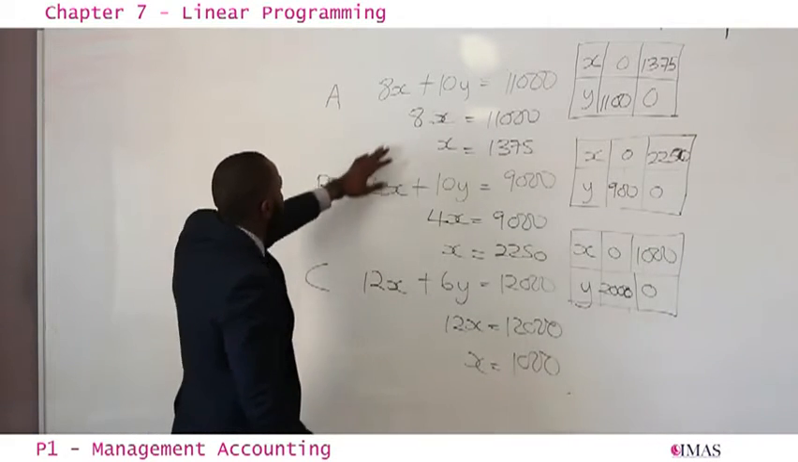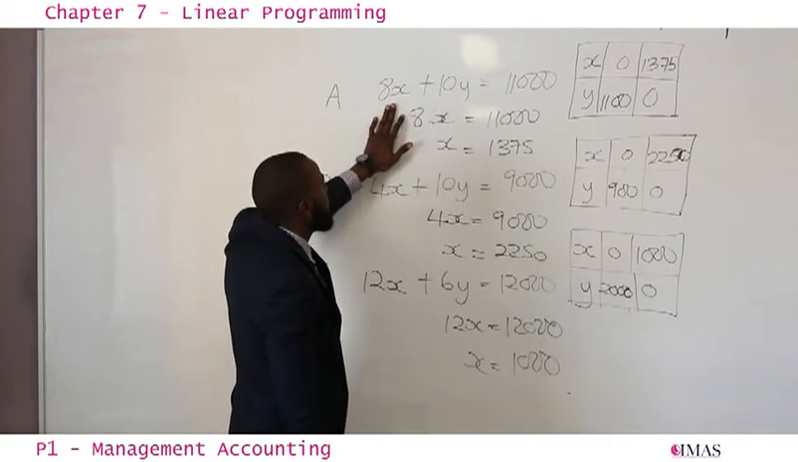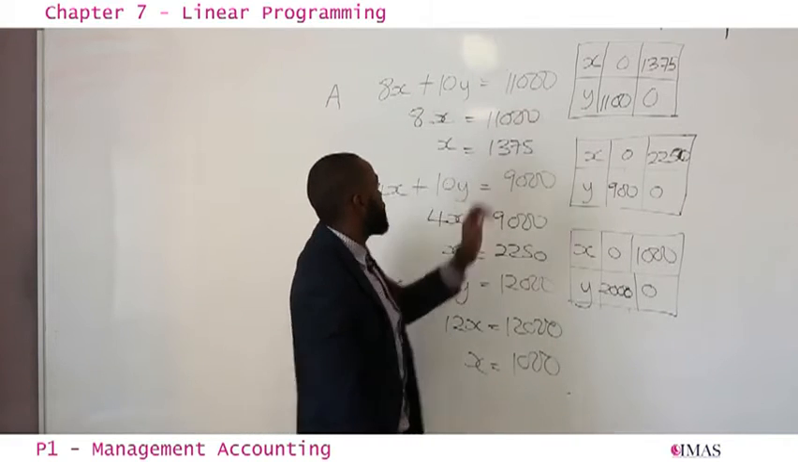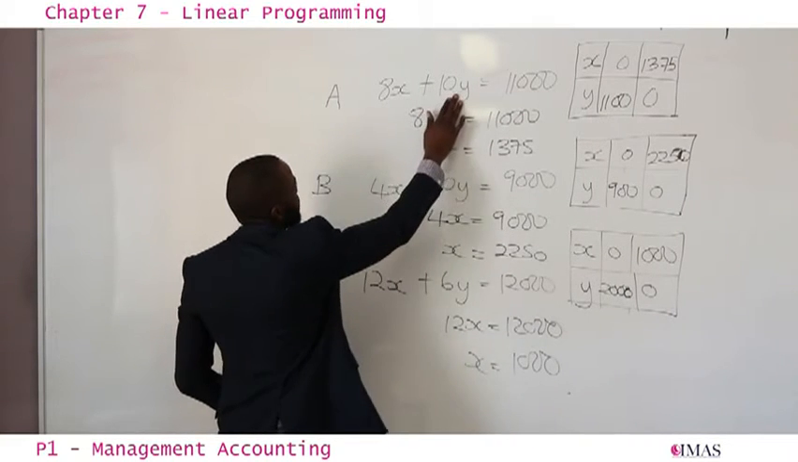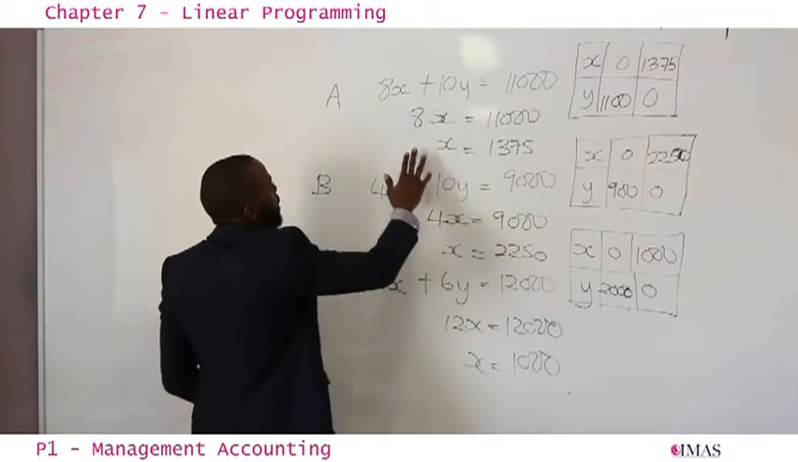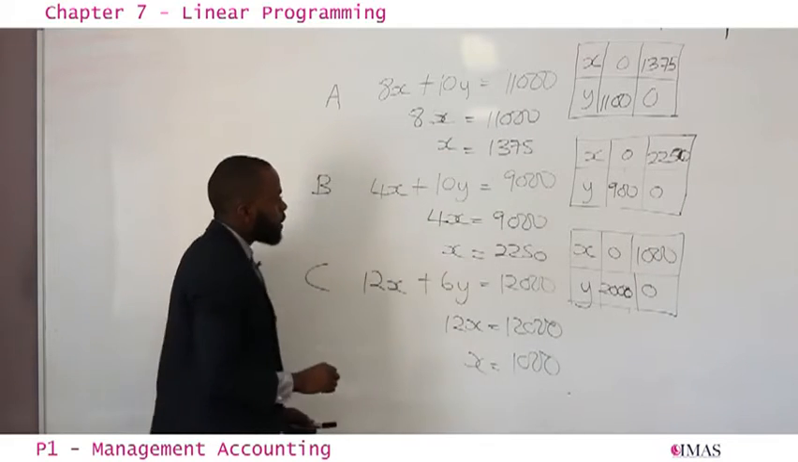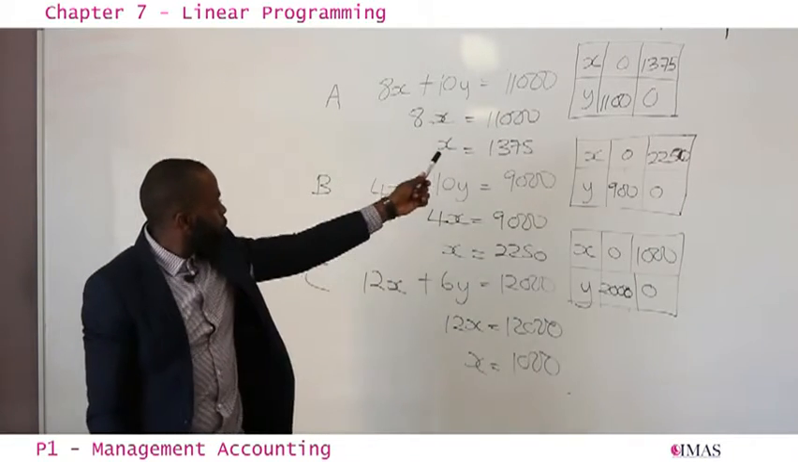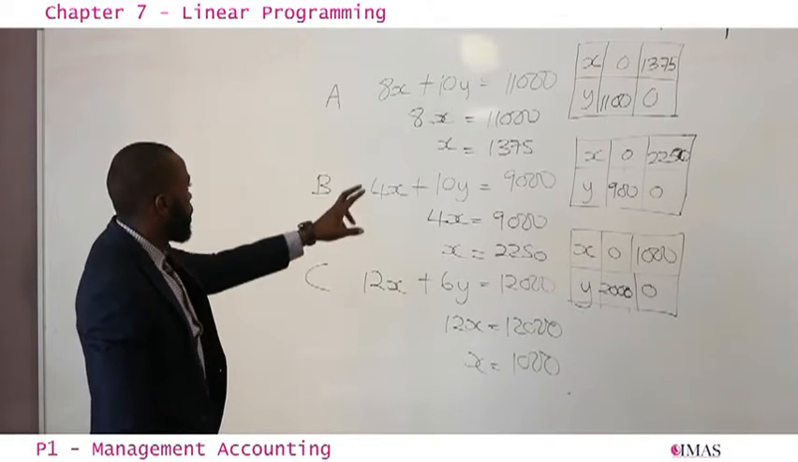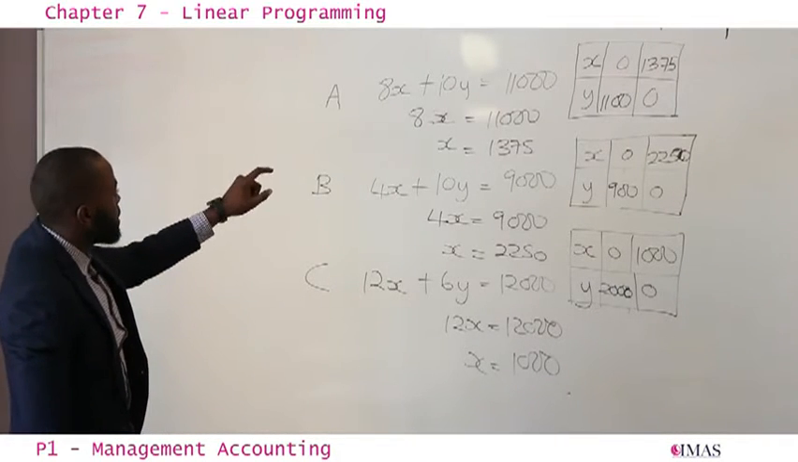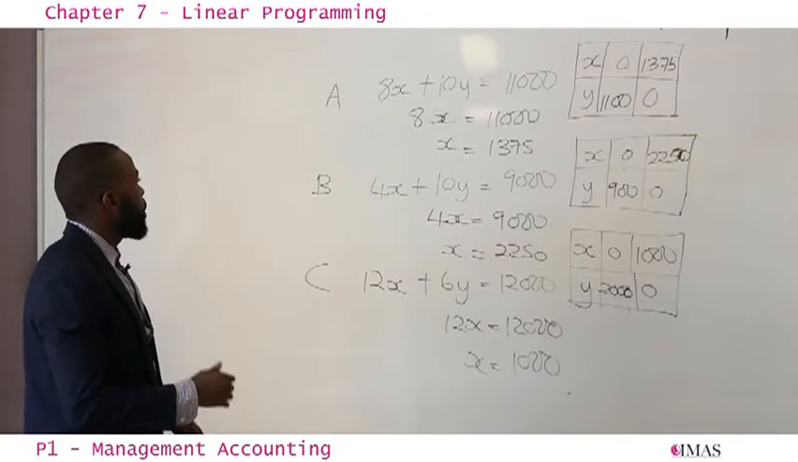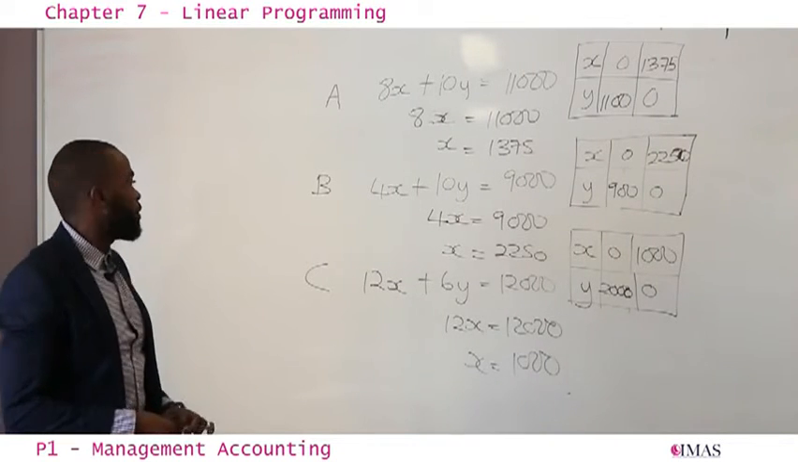Because when you say x is equal to 0, you know you've eliminated the x side. You're left with 10y is equal to 11,000. When you say y is equal to 0, you've eliminated 10y. Say 8x is equal to 11,000. So now we need to draw our graph based on those 2 points. When x is 0, y is 1.1. When y is 0, x is 1375.